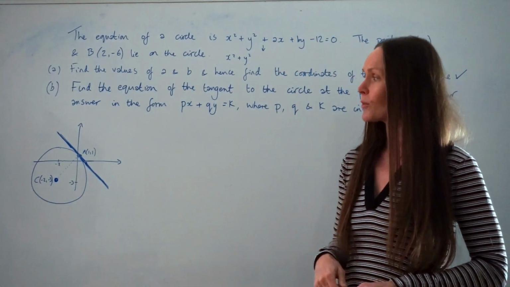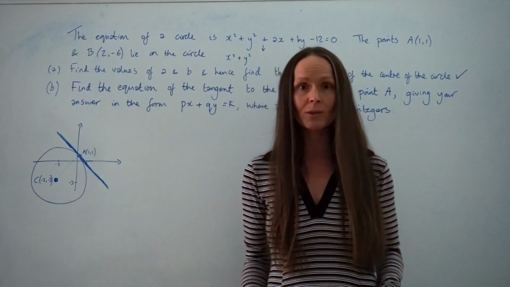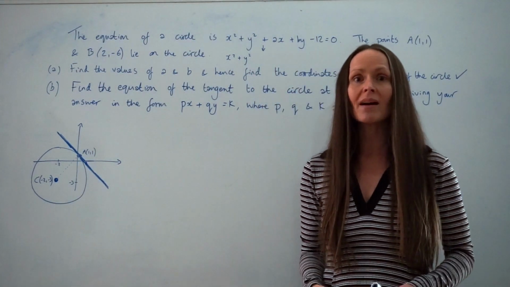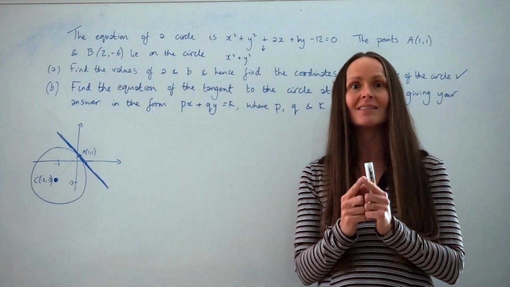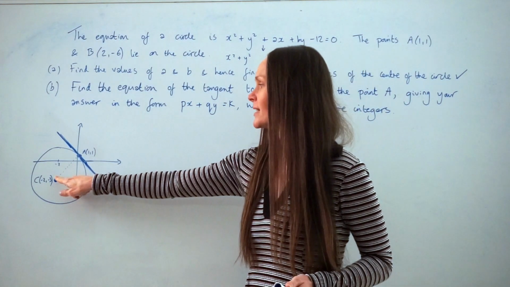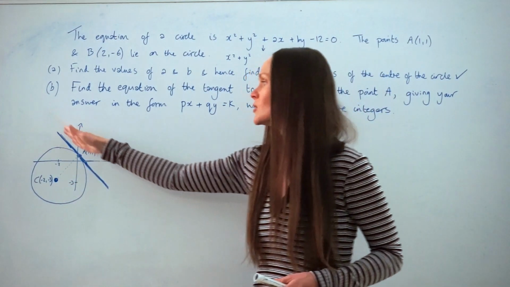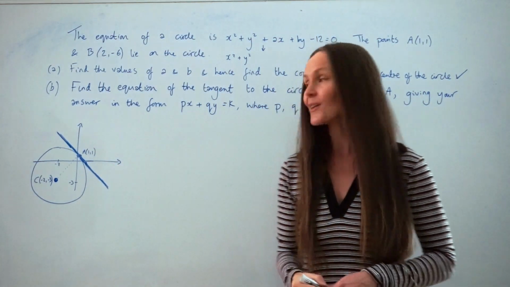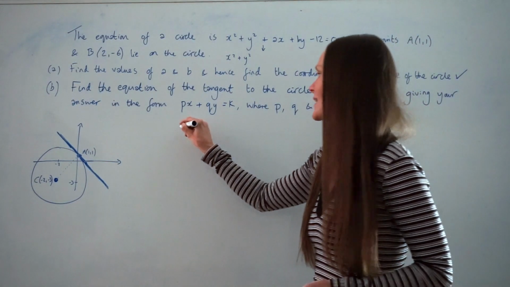We do know that the tangent and the radius are perpendicular to each other, and if you multiply the gradients of two perpendicular lines together, you always get -1. So if we can work out the gradient of the line AC, from there we can work out the gradient of the tangent, and then we can work out the equation. So I'm going to start by working out the gradient of the line AC.